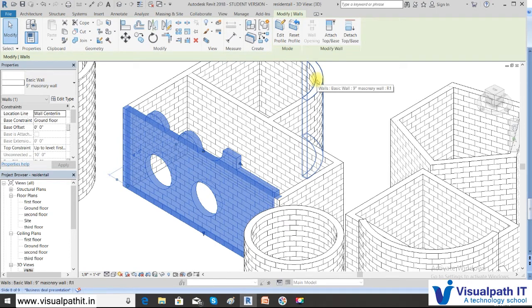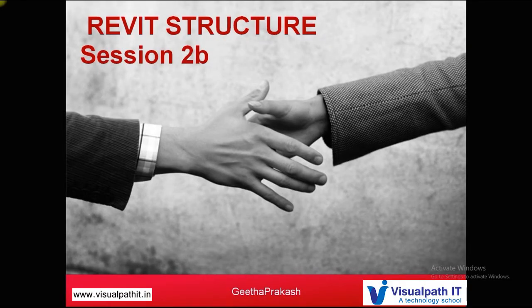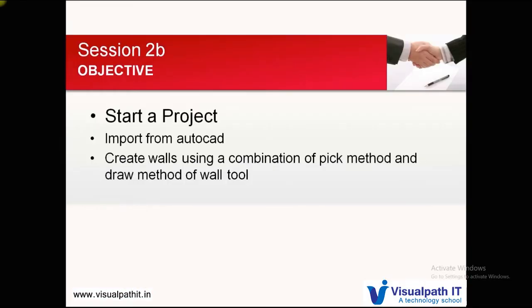Okay, so in the next session, we will see how we will take a project, a small house, and we will define how to draw the walls and I'll show you how to draw a plan. So we will get a plan and see how according to the plan you need to draw the walls and finish the project. We're talking about Revit structure. In Revit structure, session 2B deals with how to start a project.